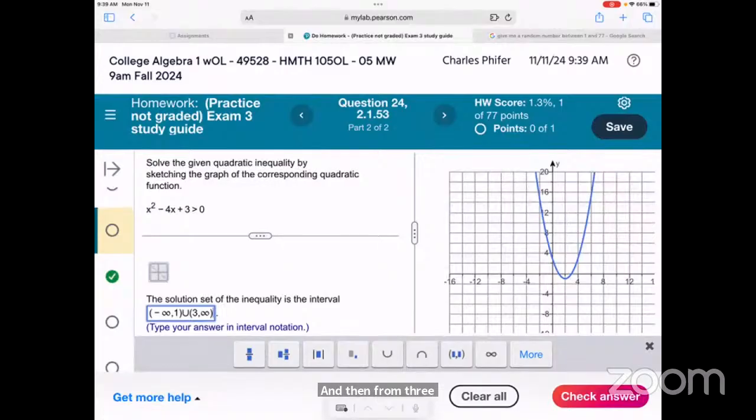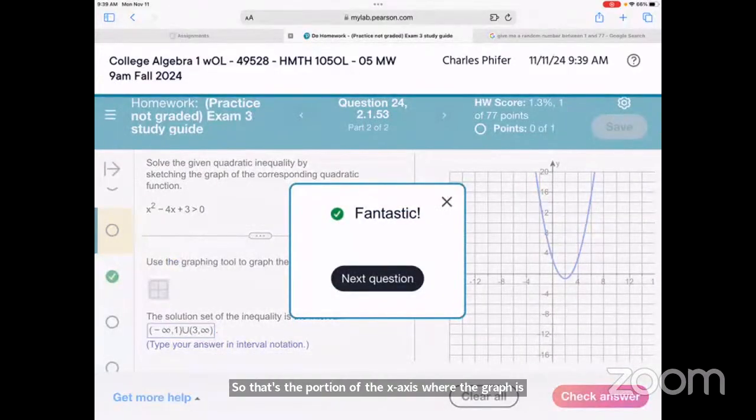So that's the portion of the x-axis where the graph is above the x-axis. That's the portion of the domain where the graph is above the x-axis.